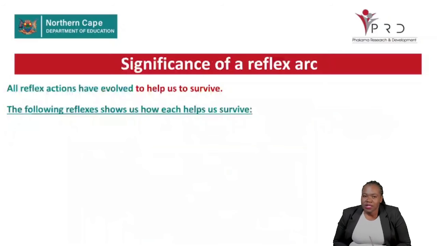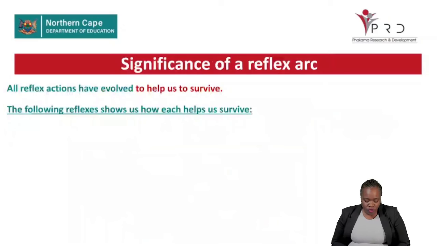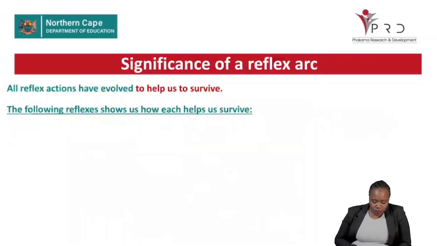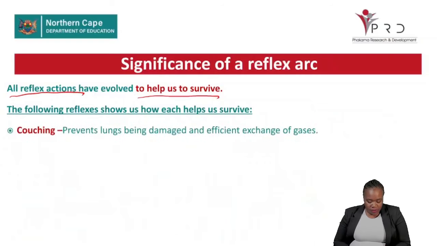We do not need the impulses to go all the way to the brain in order for an individual to be able to respond as quickly or as rapidly as possible. Right. Now, what is the importance of this reflex arc? All the reflex actions have evolved to help us survive. As I have said, they are there to save our bodies from being harmed or damaged, right? So they help us to survive.